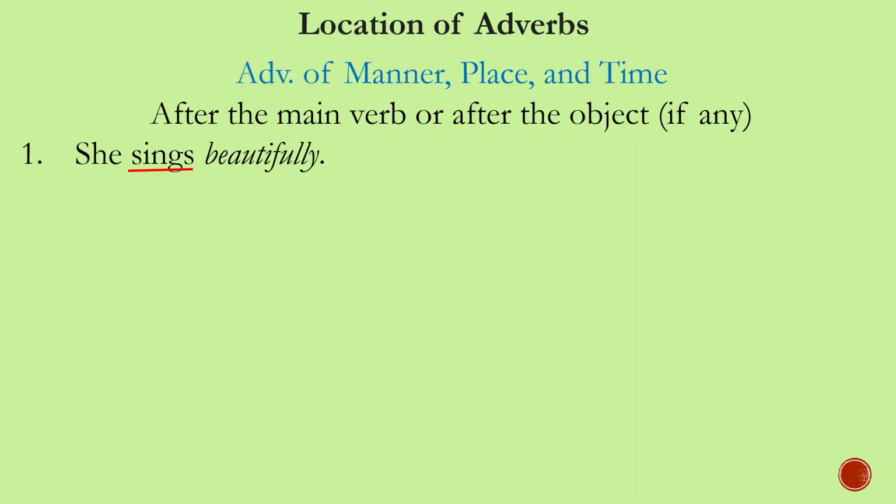Sentence number 1. She sings beautifully. Here, the adverb of manner beautifully comes after the verb sings. But look at sentence number 2. He threw the ball fast.